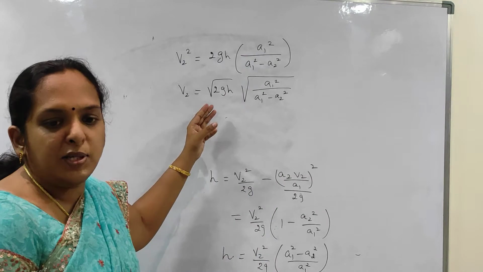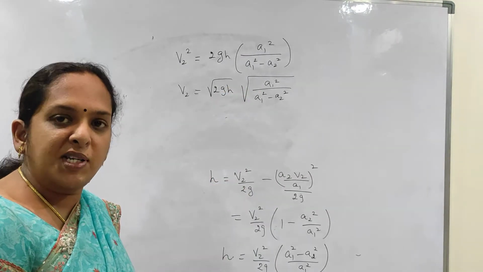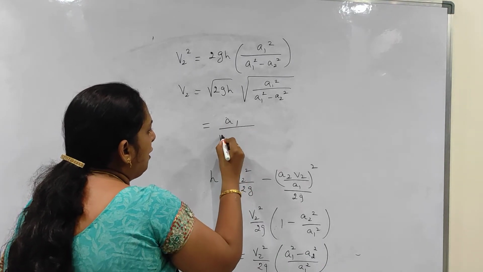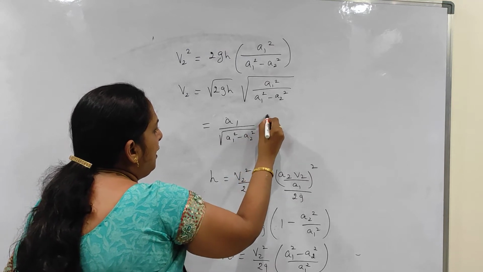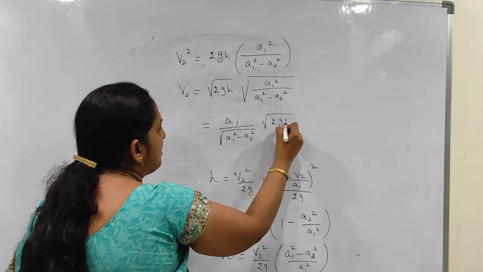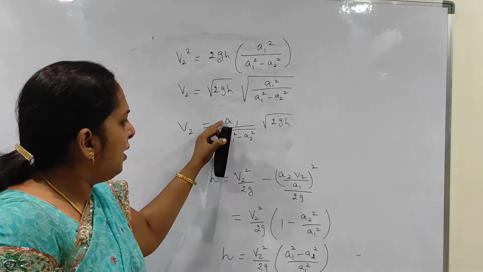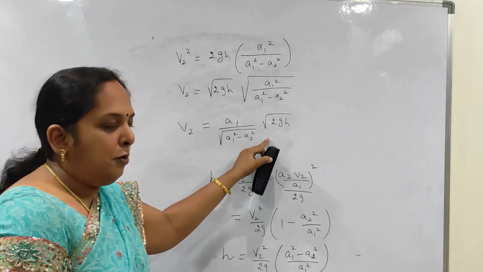So I have got the root of A1 square by A1 square minus A2 square. The root of A1 square is only A1. So I can write it as A1 by root of A1 square minus A2 square into root 2GH. Okay, so V2 is equal to A1 by root of A1 square minus A2 square into root 2GH.